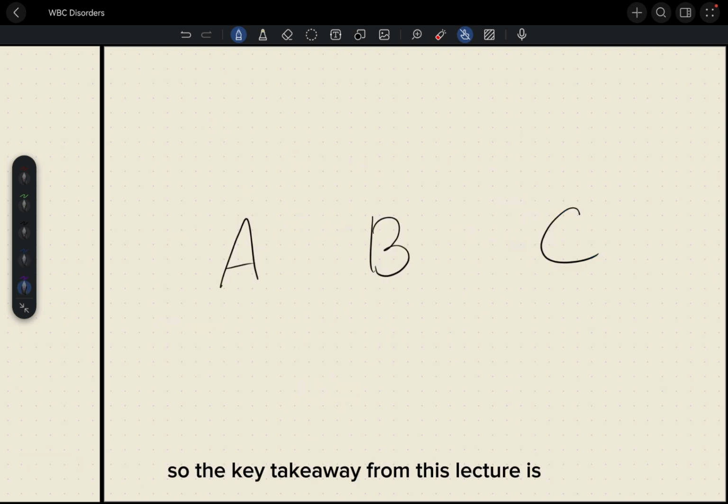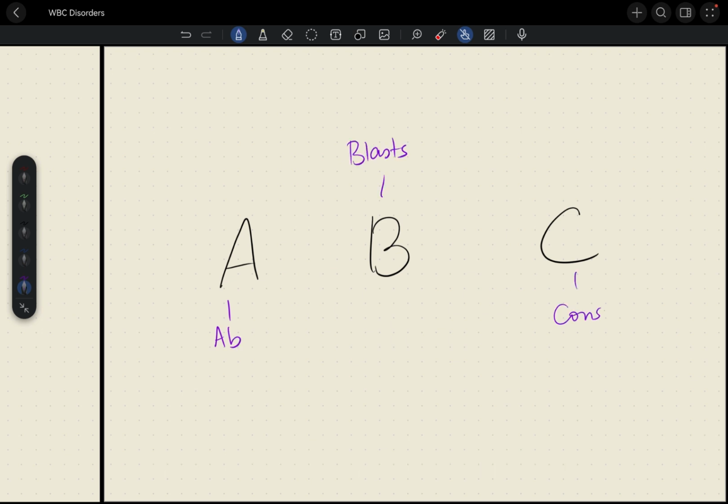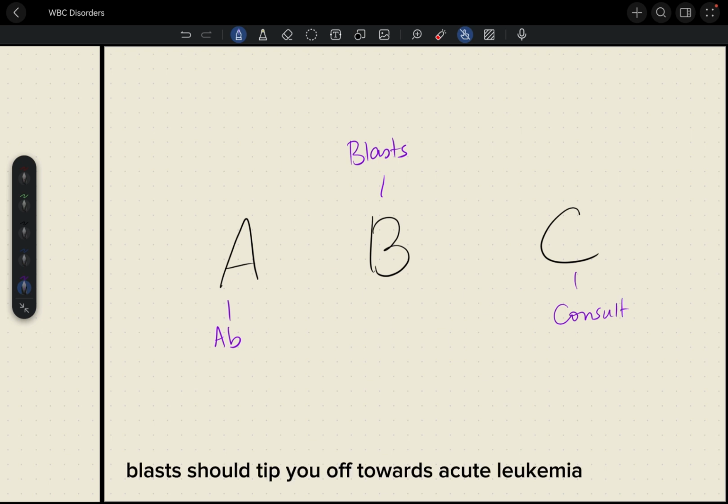So, the key takeaway from this lecture is if there is WBC disorders, consider three things: A, B, C. A is for antibiotic, B is for blasts, and C for consults. Antibiotic for febrile neutropenia, blasts should tip you off towards acute leukemia, and consults for hematology or oncology.